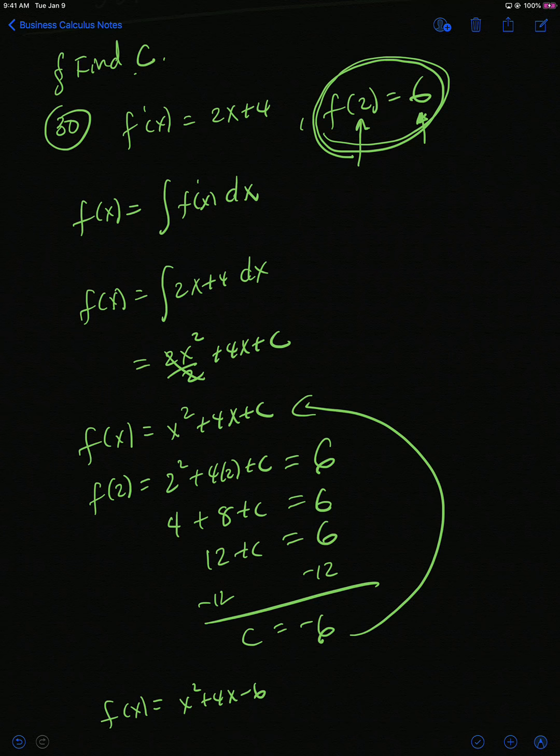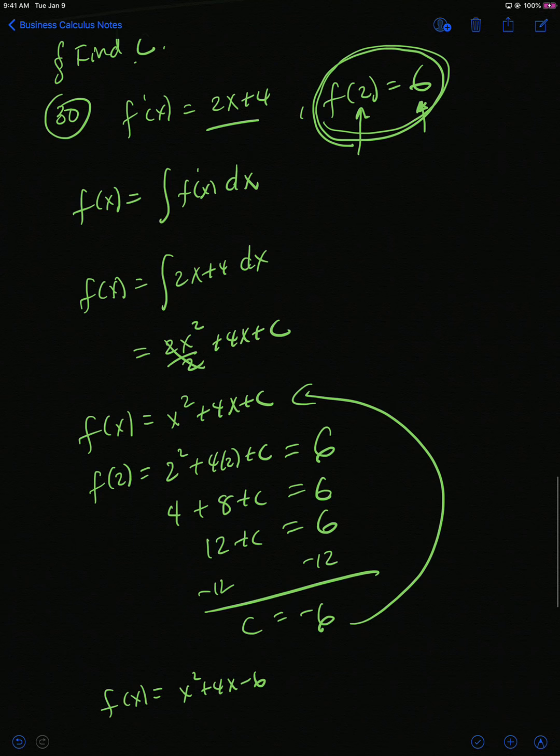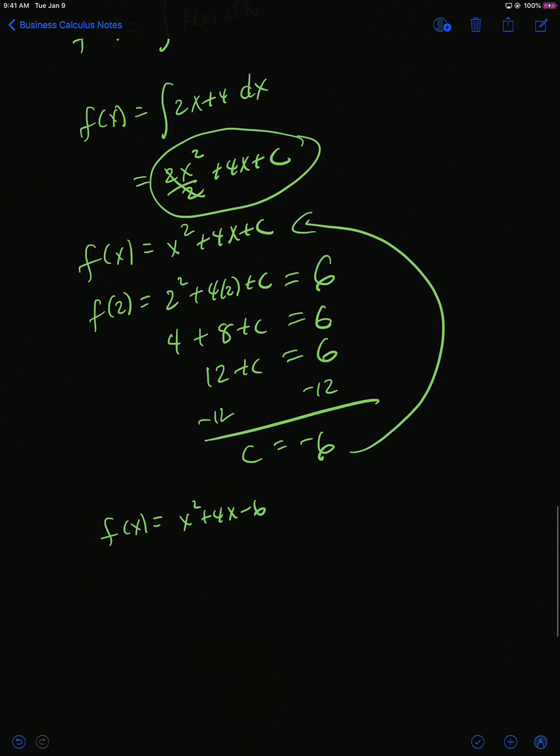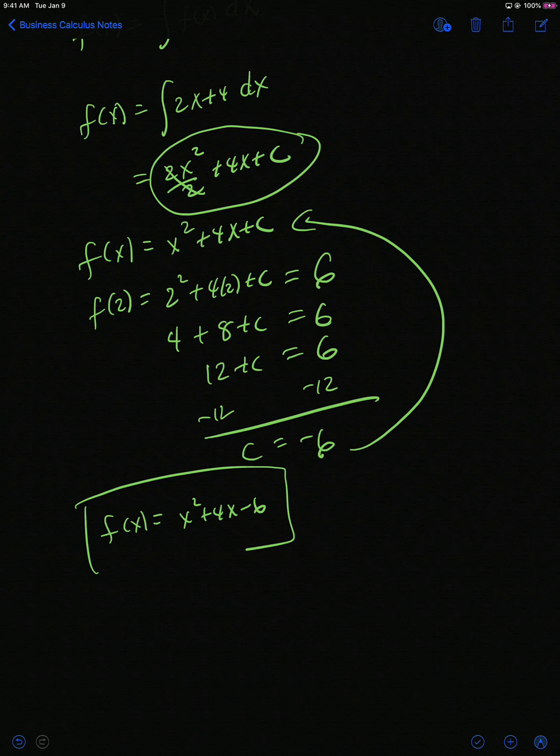So this function, when I plug in 2, I get 6, but also when I take the derivative, I get 2x plus 4. And so that's my answer right here. All of those questions follow the same basic idea: integrate the derivative, which gives us a plus c, plug in the information to then find c, and then write out the final answer of the function.